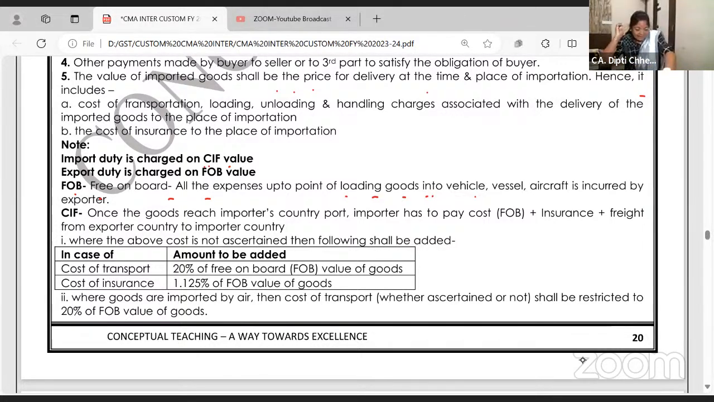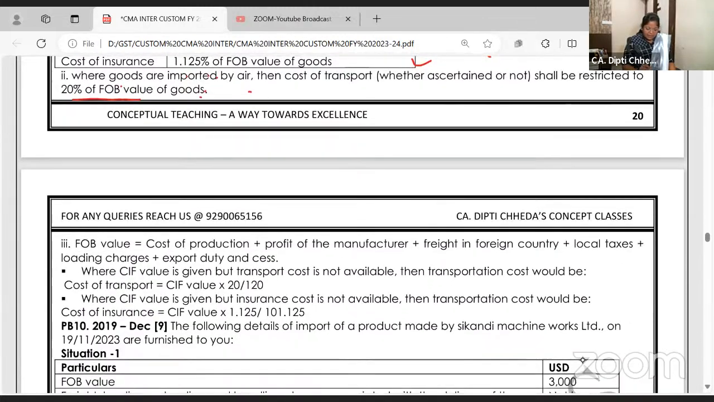Okay. If in case the cost of transport is not given, you have to take 20% of the FOB. If insurance is not given, 1.125%. This was asked in MCQ, June 2024 MTP, and so many times in the problems also. Where goods are imported by air, the cost of transport, that is also called freight, shall be restricted to 20% of the FOB. Done?